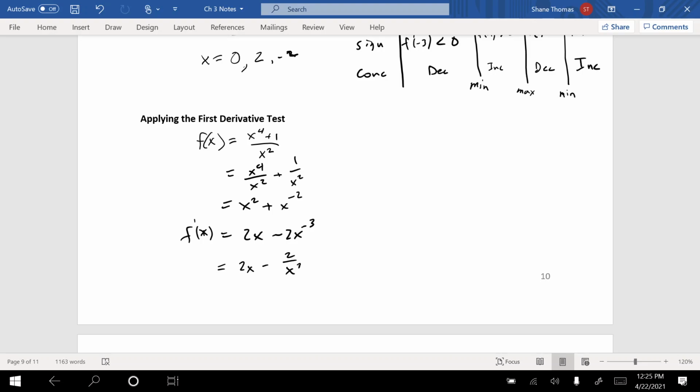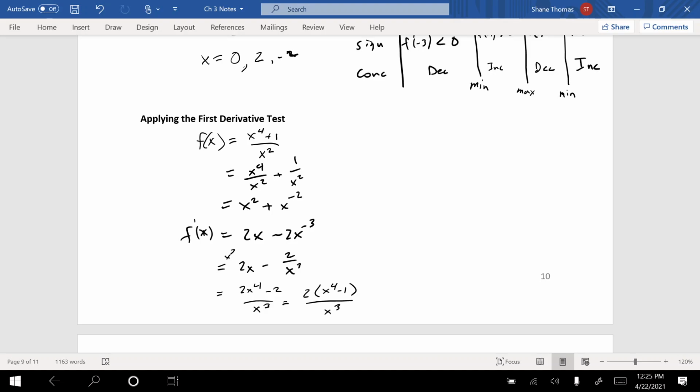So let's make this all 1. If I'm going to make this all 1, I have to multiply this by x to the third. Right? Common denominator. That's going to give me 2x to the fourth minus 2 over x to the third. From there, I can go ahead and factor out a 2, leaving 2 times x to the fourth minus 1 over x to the third.